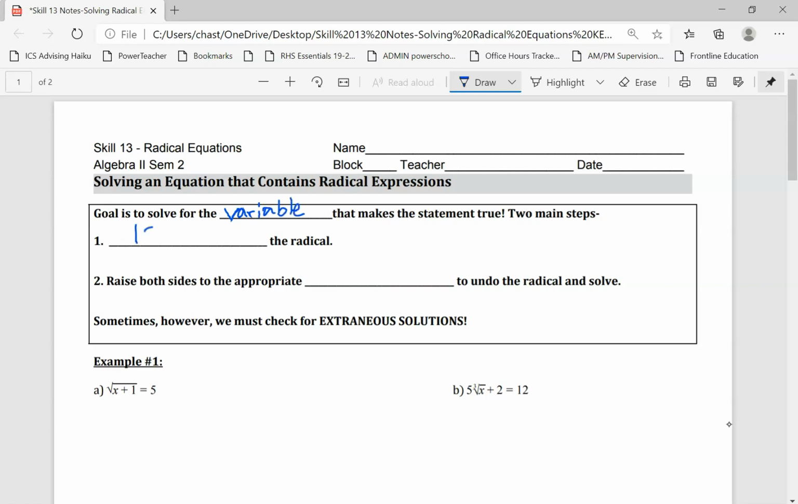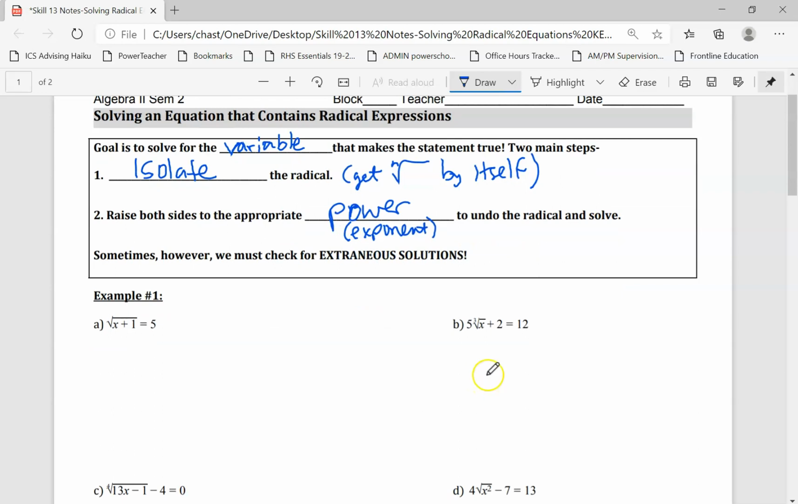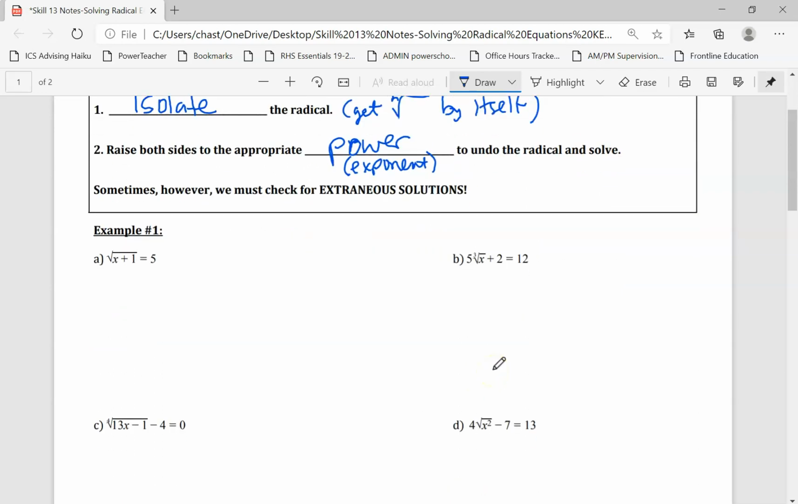So what we do first is isolate the radical if it's not already done. That means get the radical part by itself. Once you have that, you're going to raise both sides to the appropriate power or exponent to undo the radical and solve. And then sometimes you have to check for extraneous solutions. It won't happen all the time, but I'll let you know when there will be. And that happens whenever you have a variable on both sides.